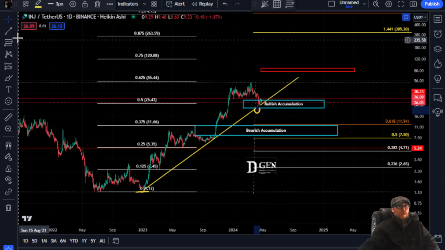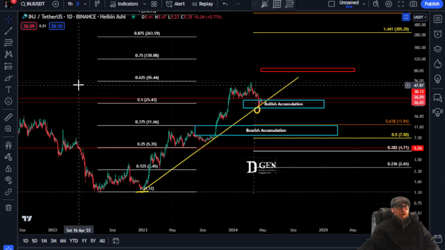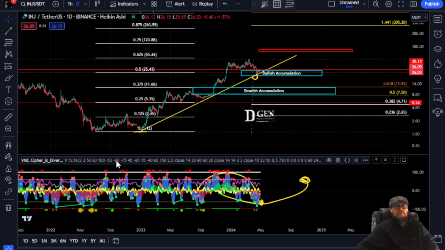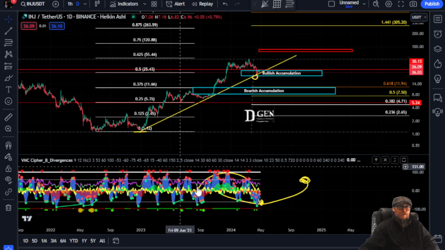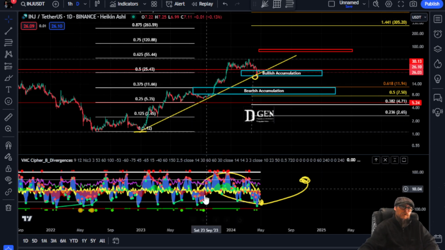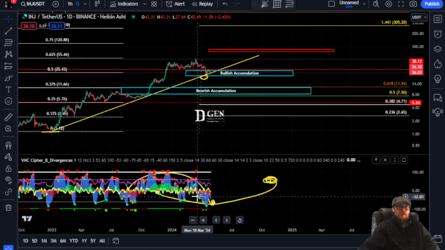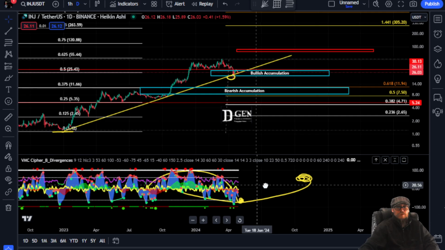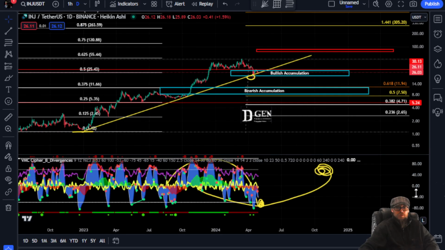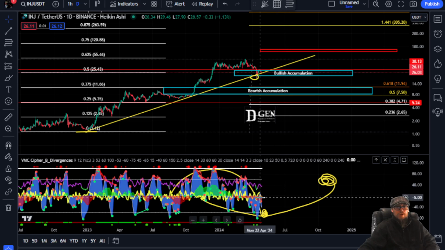Now, my idea, hypothesis, theory, or whatever you want to call it: look at this oscillator. This is the Fu Manchu. It's a slightly customized version, but mostly just the colors and a little bit of smoothing in the money flow there.